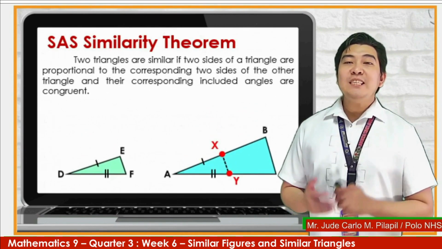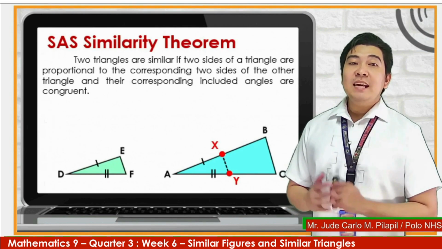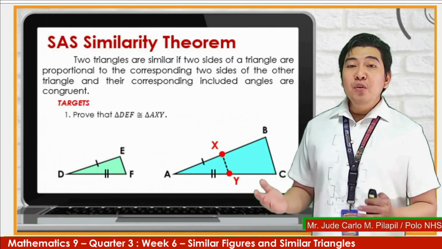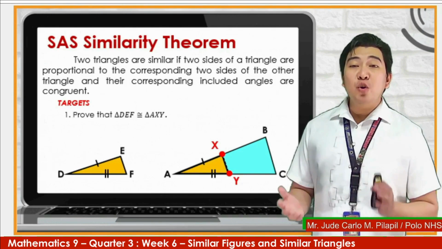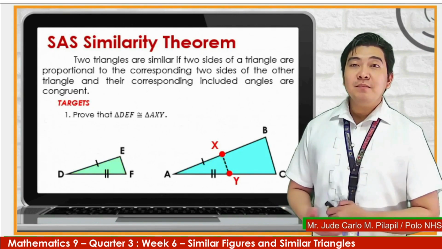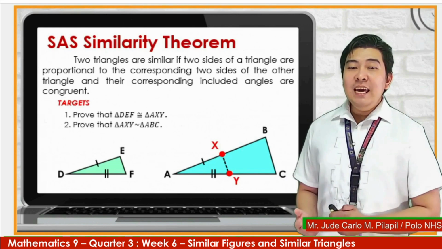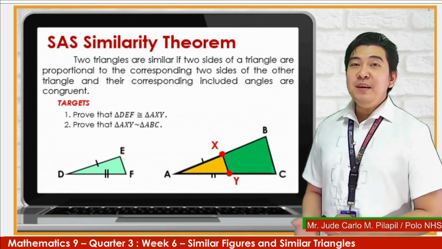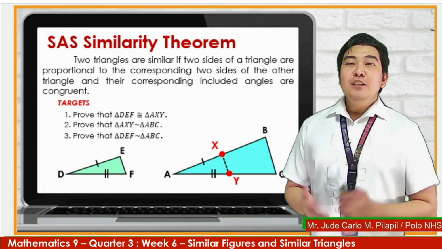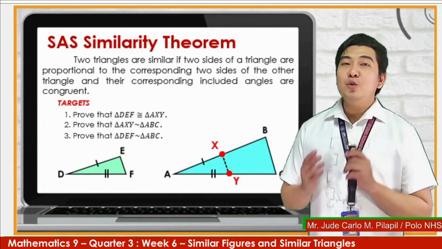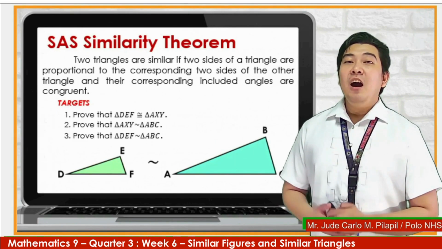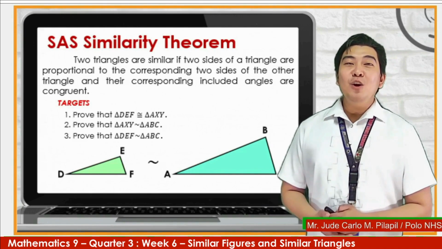Out of the new figure, let us plan on how we are going to prove that triangles DEF and ABC are similar. Targets, step number 1: prove that triangle DEF is congruent to triangle AXY, or the two small triangles. After that, we need to prove that triangle AXY and triangle ABC are similar. Next, for step number 3, using the statements that we will make out of the two targets, we can prove that triangle DEF and triangle ABC are similar. So let us start the two-column proof.